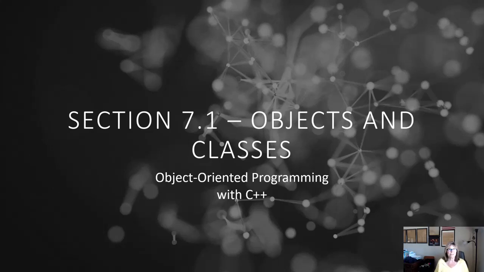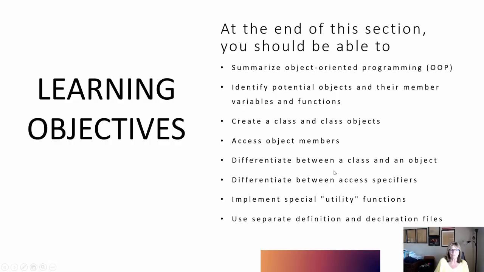So this CS1410 class is called Object-Oriented Programming. So it's time that we actually learned about Object-Oriented Programming. The first half of Section 1, we are going to be learning about Object-Oriented Programming. We're going to identify potential objects and their member variables and functions.